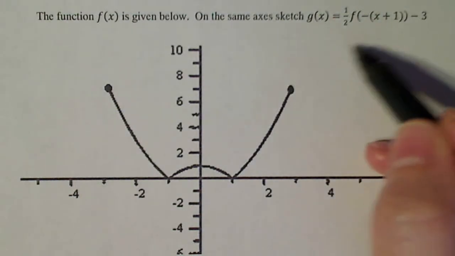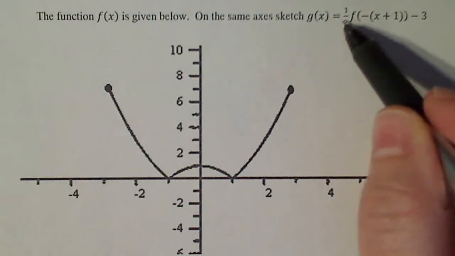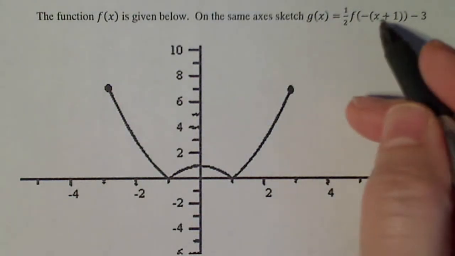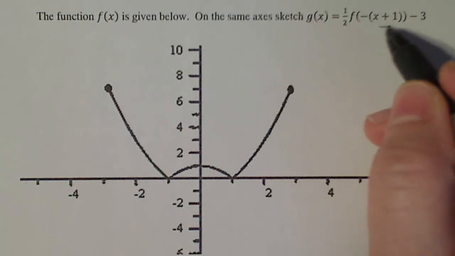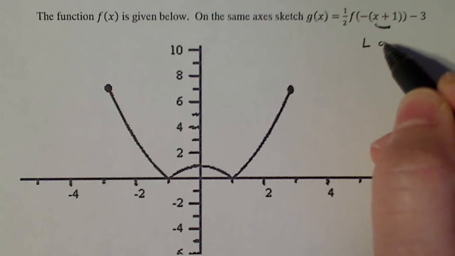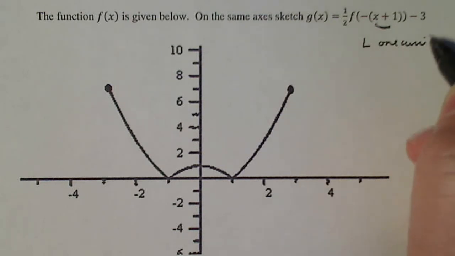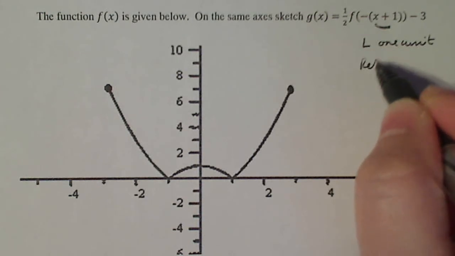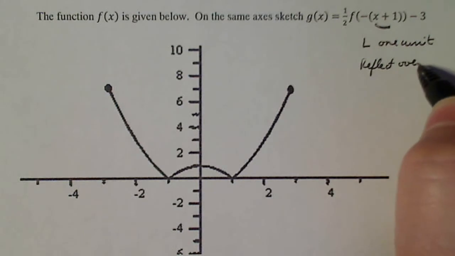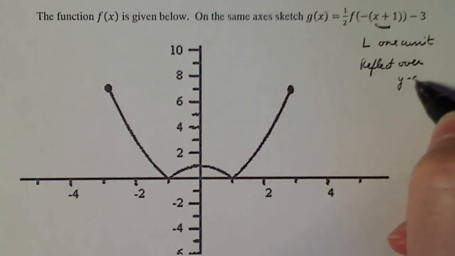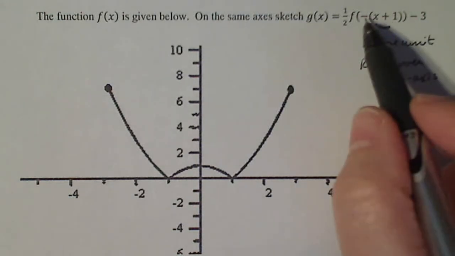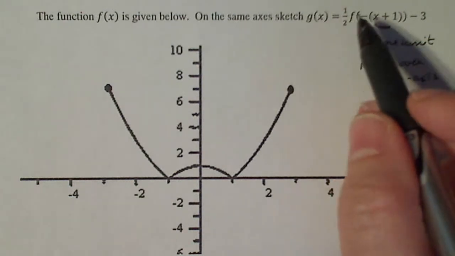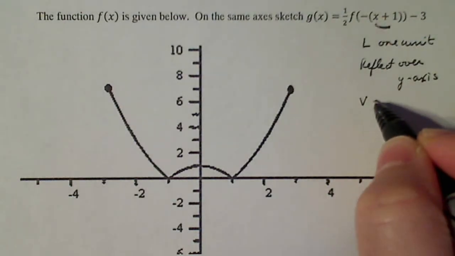So first of all, I'm going to say start from the inside and look at the transformations as you move towards the outside. Like order of operations, you do parentheses first. So start with this guy. This x plus 1 here means that you're going to move left 1 unit. This negative sign here is a reflection over the y-axis. Then I put that number into f and evaluate it, and then I take 1/2 of it. So this is 1/2 of an output. So that's going to be a vertical shrink.